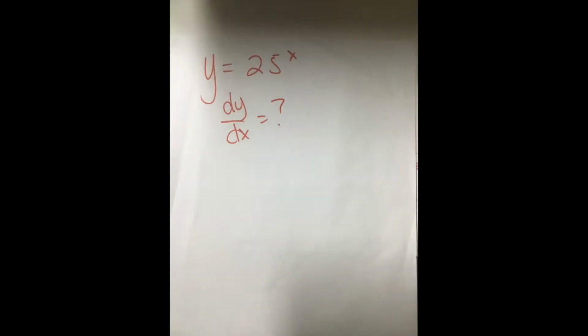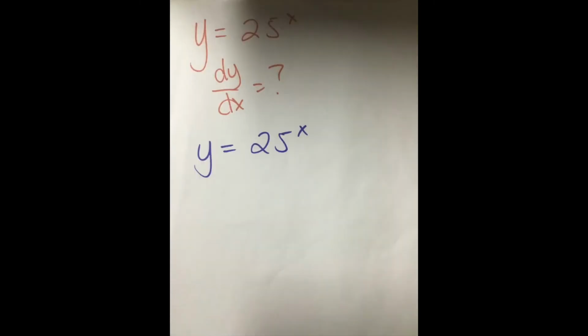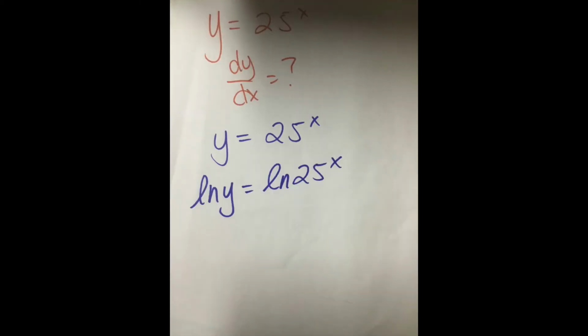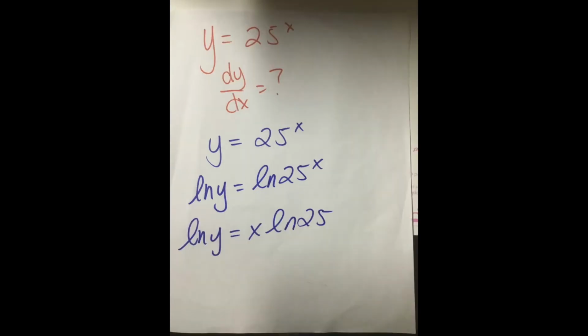Here we want to find dy/dx, and so what we're going to do, before we do any derivatives, is take the natural log of both sides. And the reason we do that is because here you use that property where you can move the exponent down to the coefficient. Here we're going to do the derivative with respect to x.